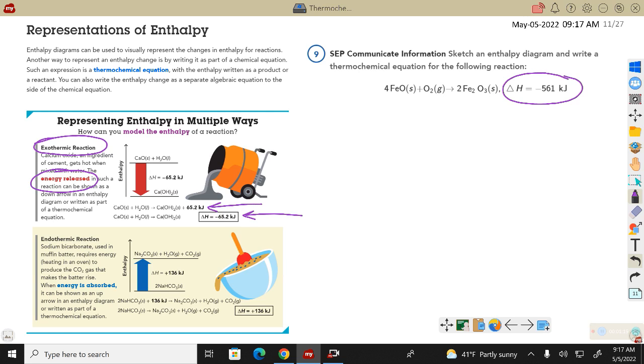Sometimes it might be written in the chemical reaction, which is what we could also do in number 9. Sketch an enthalpy diagram and write a thermochemical equation. So for the equation, we could say 4 FeO plus oxygen makes 2 Fe2O3(s). And since this is energy being released, it's exothermic. Energy release can be thought of as a product, 561 kilojoules. Now don't get confused with the sign.